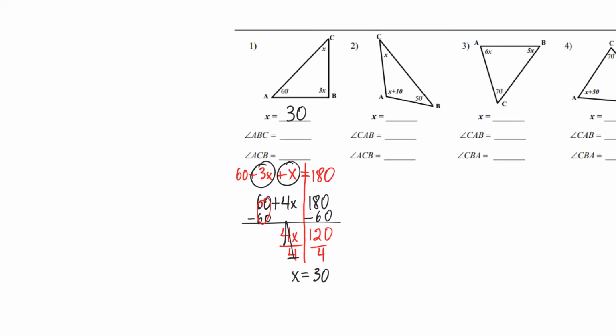Now what I want to do is I want to plug that 30 in to find out how big these angles are. So like I'm going to take it for angle ABC. That's angle ABC is this one right here. So if I take 30 and plug it in right there, what's 3 times 30? 90. Okay, good. So I'm doing 3 times 30 for this one. That's 90 degrees. And then if I plug in 30 right here, how big is that? It's just 30. I mean, it's just x, so that's just 30 degrees.